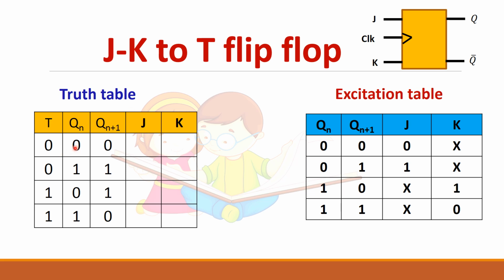So for this combination 0 0, what should be the J and K value? So you can see here 0 0 it is here. For 0 0 what you are getting? 0x. So that you can mark it here. For same 0 0, 0x can be marked here.